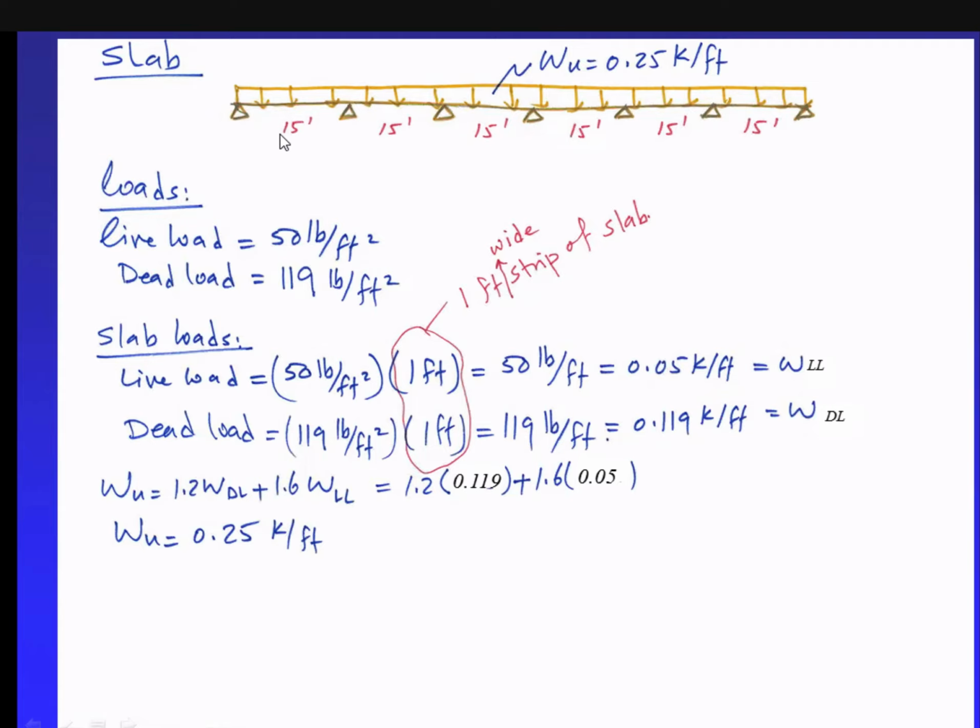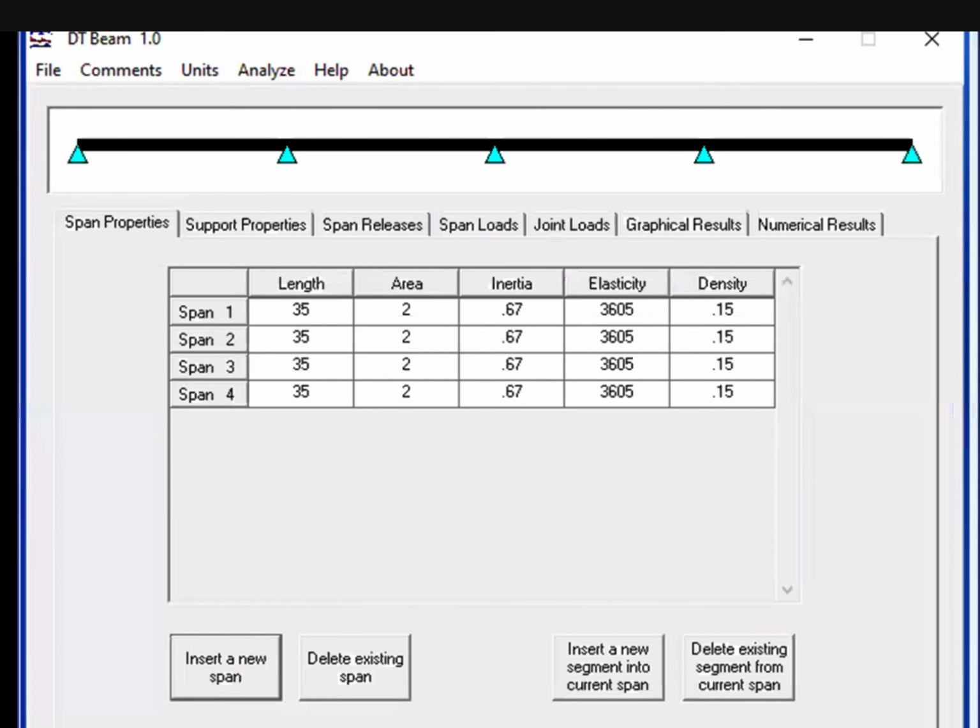So now we're gonna take this and put it in DT beam. Okay, so I'm gonna show you the one already made, so we don't have to waste the time. So you'll notice we have 1, 2, 3, 4, 5, 6 spans, and the load is 0.25. So you have to go to DT beam like this. Instead of 4 spans, you're gonna push insert a new span 5, insert a new span 6. The length of that is gonna be 15 in my example. Okay, so what about the area and the inertia? Okay, so let's go. So that's what we're gonna talk about next.